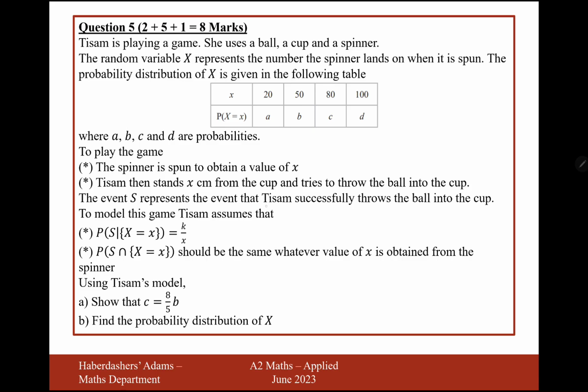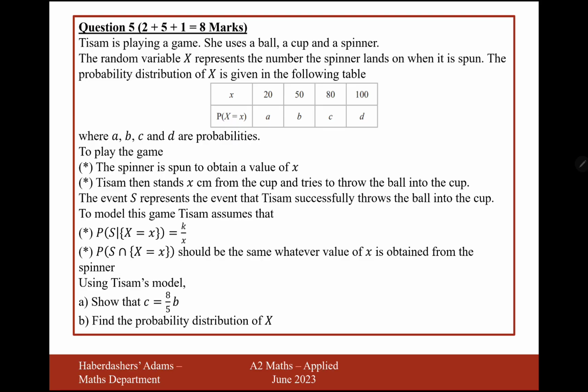The event S represents the event that Tizam successfully throws the ball into the cup. To model this game, Tizam assumes that the probability of S, which is scoring in the cup, given that you've moved back 20, 50, 80 or 100 centimeters, is equal to k over x. That's k over how many centimeters you went back. So the more centimeters you went back, the lower this probability is. The smaller the distance you moved back, the higher the probability overall.